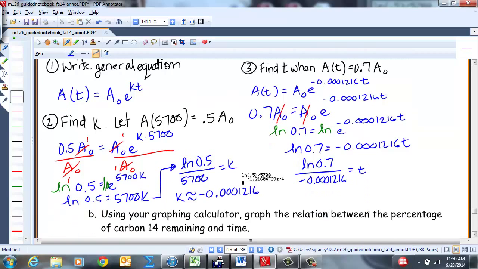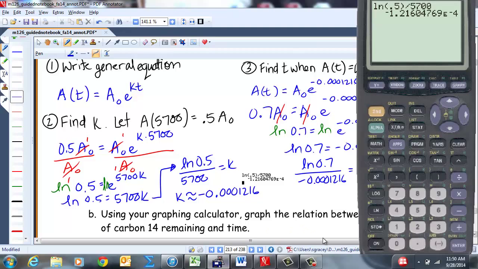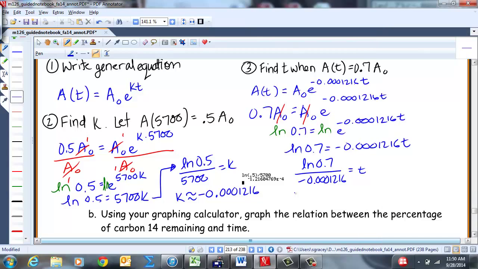So let's see what we get on the calculator. We have natural log of 0.7 in parentheses divided by negative 0.0001216, enter. So our fossil is approximately 2,933 years old. So t is approximately 2,933. Let's just write a quick conclusion. Sorry, it's low on space here.